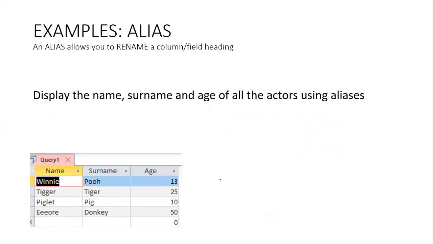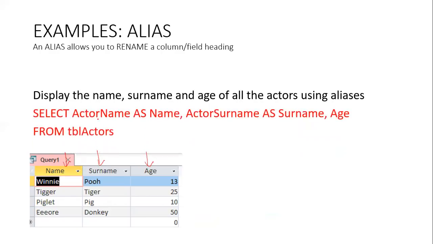Let's look at a third example. I want to display the name, surname, and age. Straightforward. Name, surname, and age, making use of aliases. And it's very similar to the previous examples. That's my field, actor name. Here is my alias name, my field, actor surname. Here's my alias surname. And with age, I've chosen not to have any alias. And then we have our from the table name.